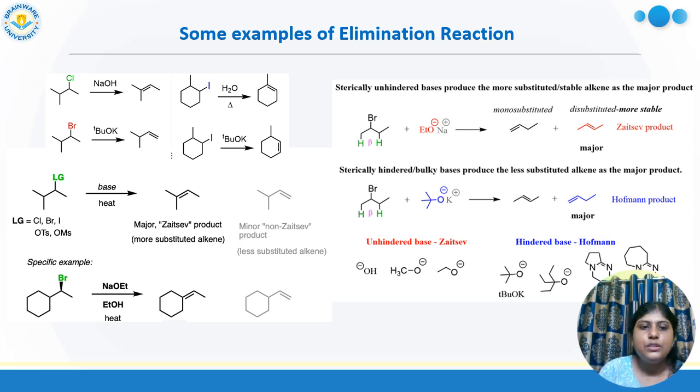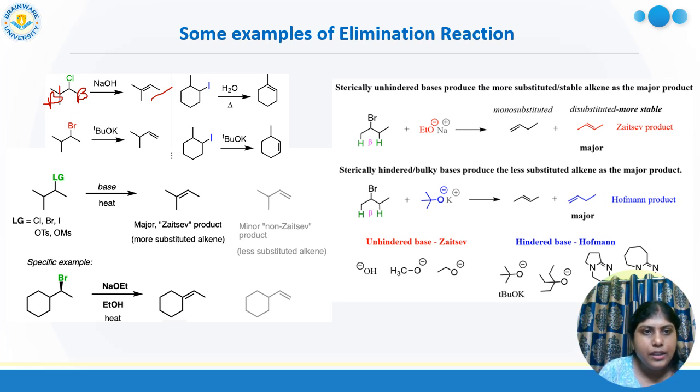Here are some examples of elimination reaction. This is an alkyl halide, the base is sodium hydroxide, and an alkene will form. So this is a beta carbon, and this is also a beta carbon. If this beta proton is abstracted, then the less substituted product will form, and if this beta proton is abstracted, then the more substituted product will form. So this is the major product.